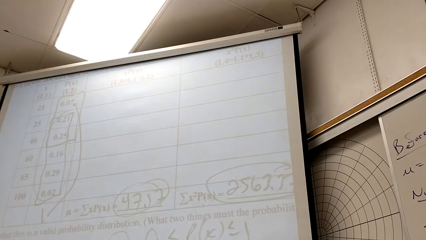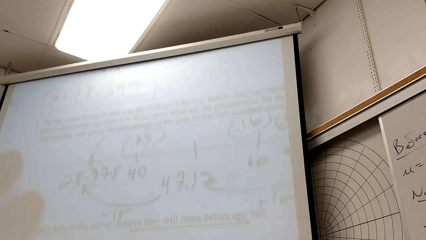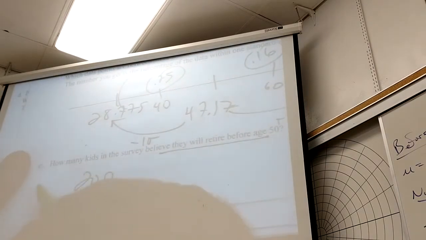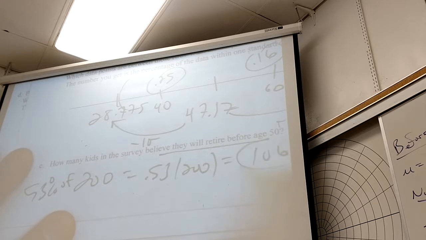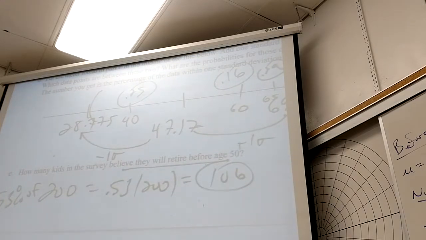53% of 200. Yeah, so do 53% of 200. So 0.53 times 200 equals 106. 106 kids believe they'll retire before age 50.